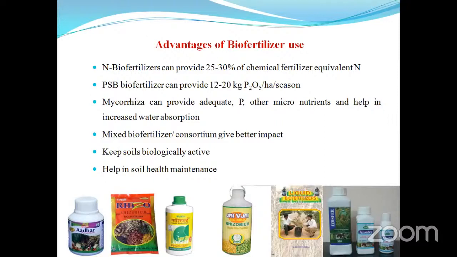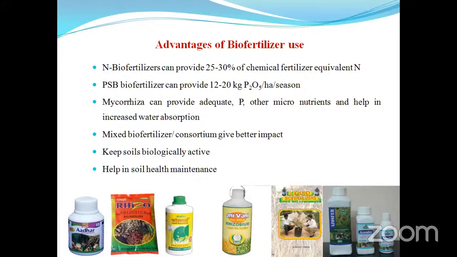So we have already discussed the advantages of biofertilizer use. The nitrogen biofertilizers can provide 25 to 30% chemical fertilizer equivalent nitrogen. You can reduce 25% of nitrogen through application of these biofertilizers. PSB, obviously, can solubilize 12 to 20 kg P2O5 per hectare per season. Mycorrhiza can provide adequate phosphorus and micronutrients, and help increase water absorption. And actually, the consortium approach is coming up nowadays, and it is better.